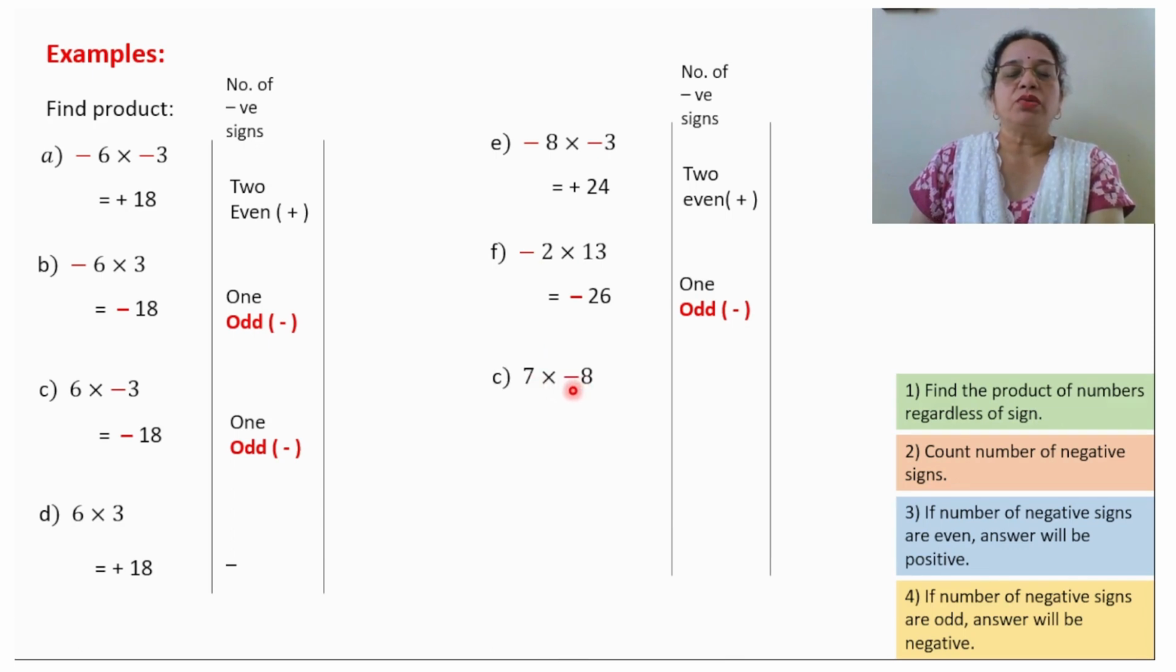The total number of negative signs is 1. 1 is an odd number. It means the answer will be negative. 7 times 8 is 56. The answer will be minus 56. Next, the total number of negative signs: no negative sign, so put a dash. 12 times 3 is 36. The answer will be positive 36.